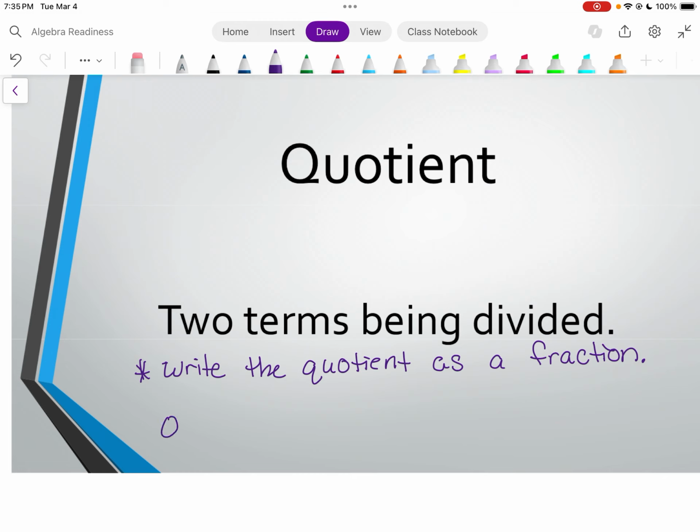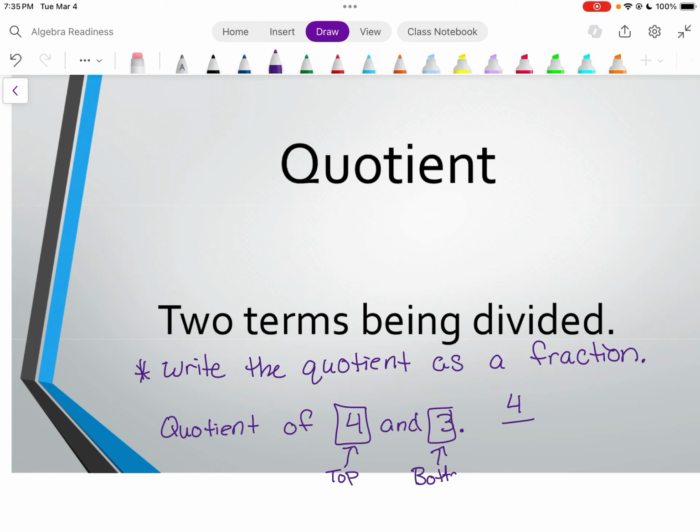So an example of that, quotient of 4 and 3. Quotient means dividing, and we would write this as a fraction. Whichever one comes first goes on the top of our fraction. So our fraction would be 4 over, and then the 3 would go on the bottom. And that's an example of writing a quotient. The first value, number, or variable goes on top, and the second one goes on the bottom.